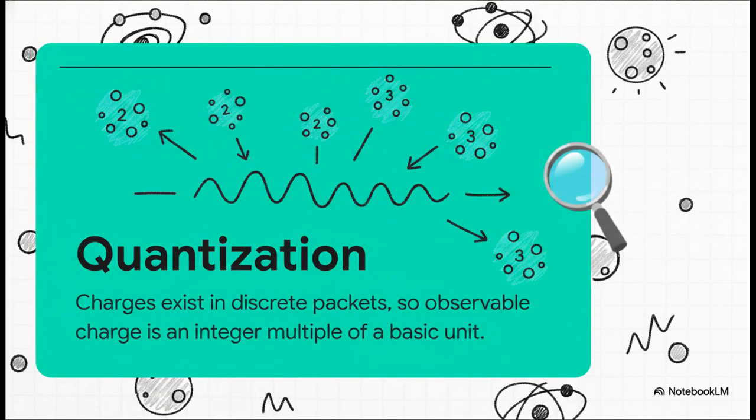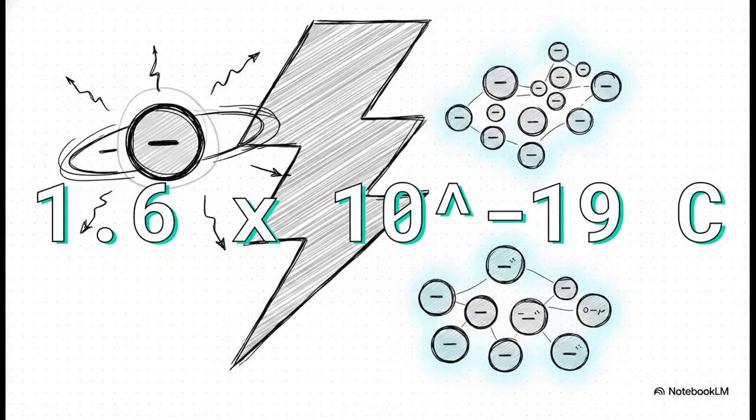But if we zoom way down to the atomic scale, the game completely changes. Down there, electric charge is what we call quantized. This means that charges only exist in very specific, discrete packets. No fractions allowed, ever. You can never have half a charge. Any observable charge in the entire universe is always going to be a neat, whole number integer multiple of one specific basic unit.